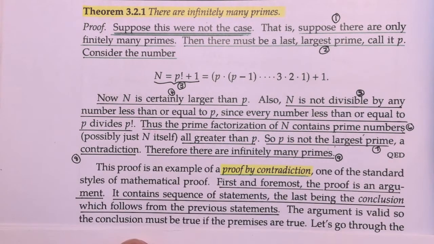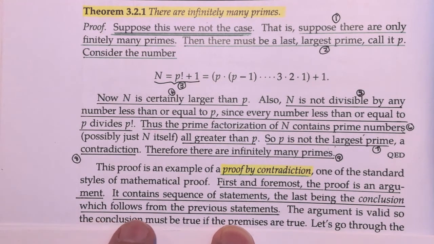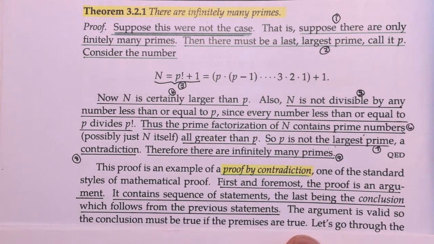Okay, so he says that this proof is an example of a proof by contradiction, one of the standard styles of mathematical proof. That's one of the styles we're going to study. First and foremost, the proof is an argument. It contains a sequence of statements, the last being the conclusion, which follows from all the previous statements. So the argument is valid, so the conclusion must be true if the premises are all true.